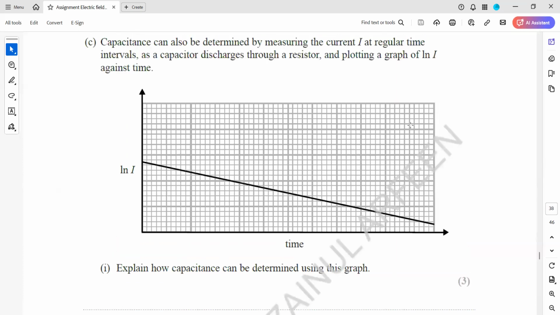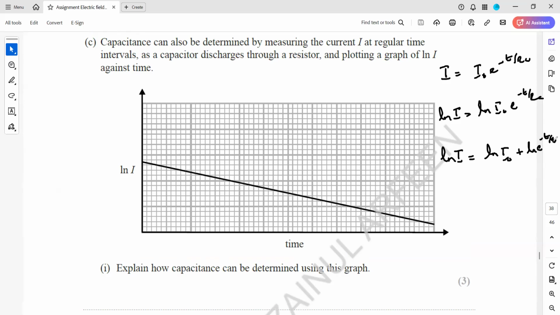So a student plotted a graph. We have the formula I equals I naught e raised to power minus t over RC. If I take ln both sides, this will be ln I equals ln of I naught e raised to power minus t over RC. And in log, when two quantities are multiplied, we write them as addition. So this will be ln I naught plus ln e raised to power minus t over RC. When we further simplify, ln I equals ln I naught minus t over RC. If I rearrange the equation: ln I equals minus t over RC plus ln I naught.